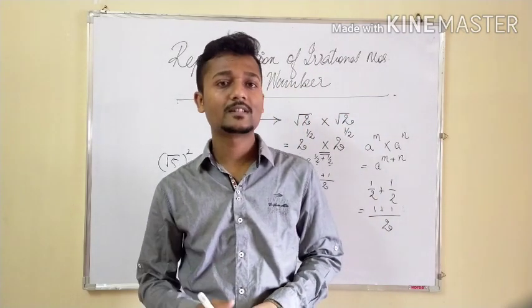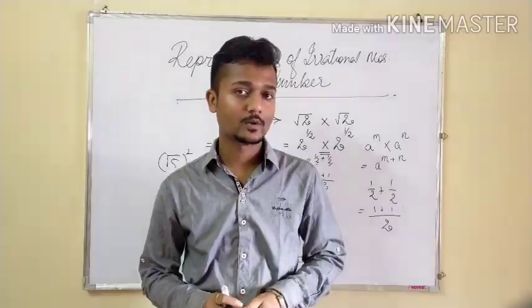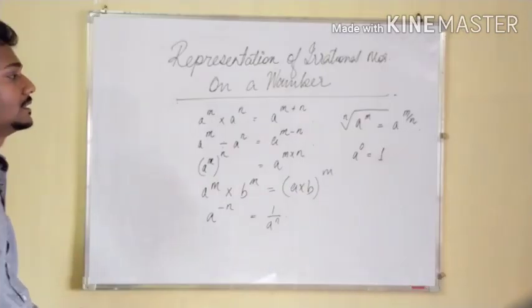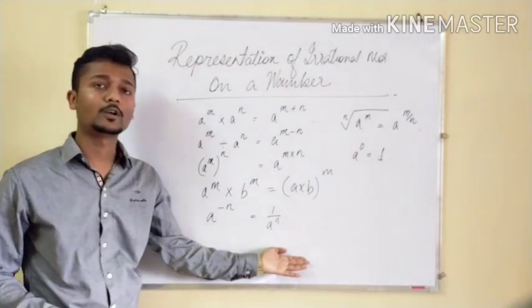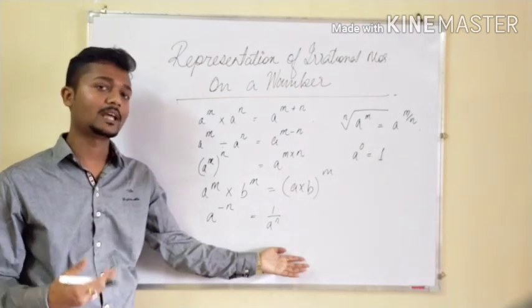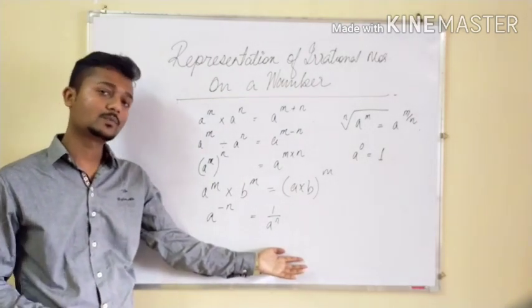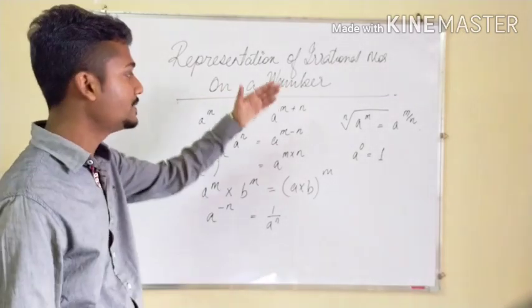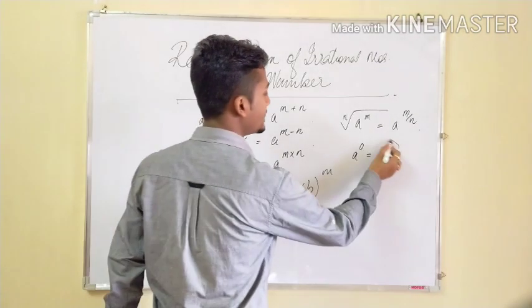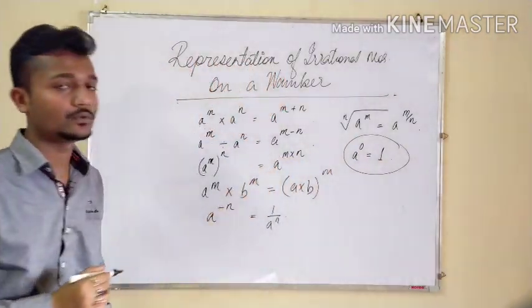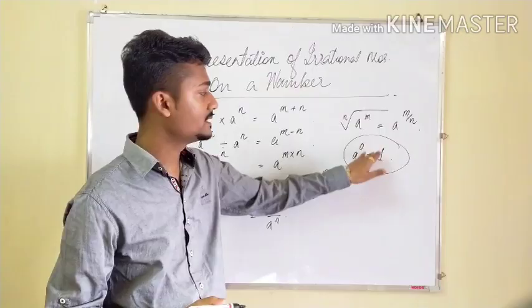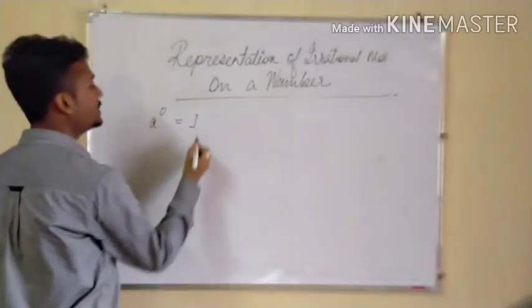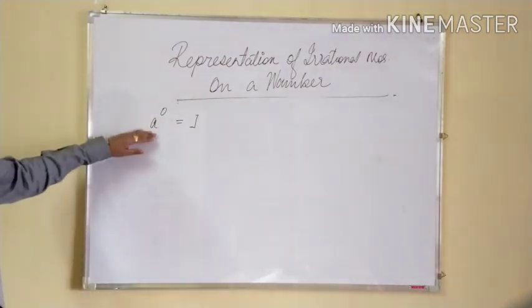Now, we will try to discuss the various laws of exponent. These are the various laws of exponent which you need to remember, which will help you to solve the various questions related to this concept. Okay, now from this I will take this particular part and show you how a to the power 0 is equal to 1. You need to prove that a to the power 0 is equal to 1.